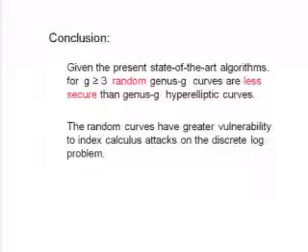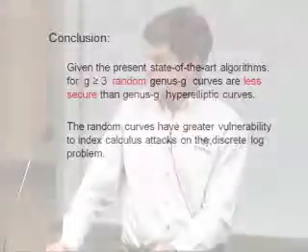meaning one lower dimension of the group, which is a big difference in its size, q to the g versus q to the g minus 1. Okay. So the conclusion is that given the present state-of-the-art algorithms, for genus at least 3, a random genus G curve is less secure than a genus G hyperelliptic curve.